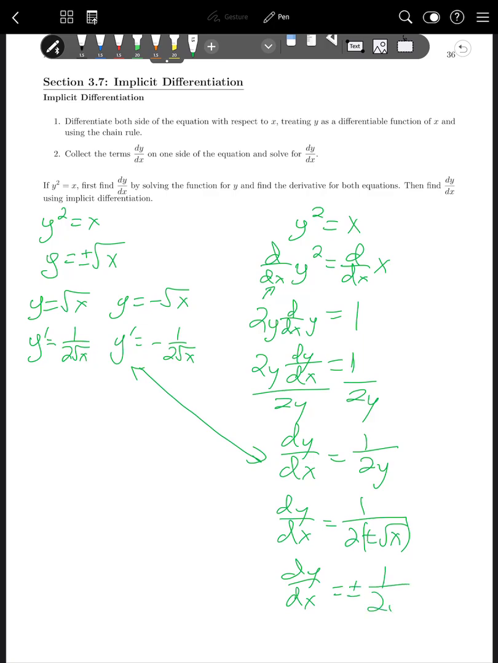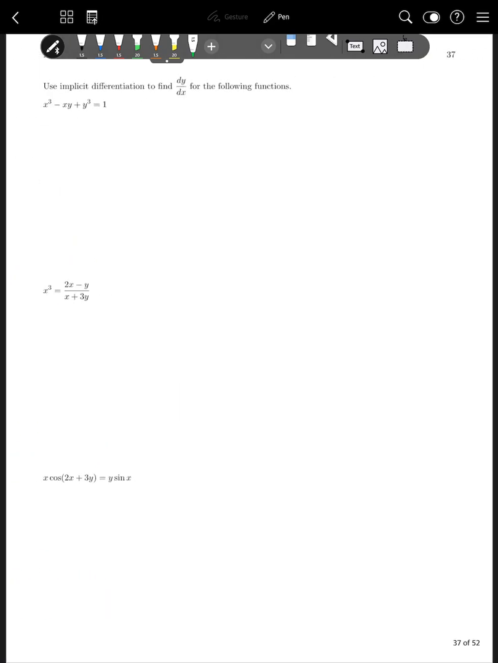Okay, so that's one example of this working. Now, we're mostly going to use differentiation of this implicit style when we can't do what's happening on the left-hand side here easily, when we can't solve for y very easily. So, let's look at some examples.